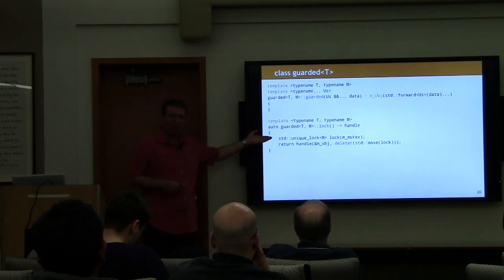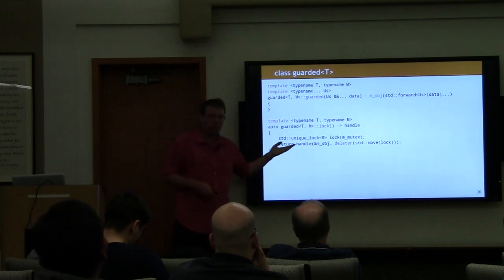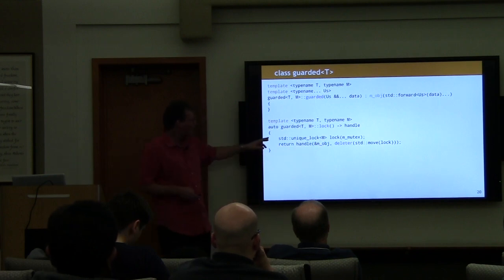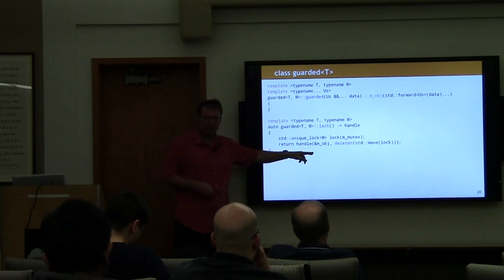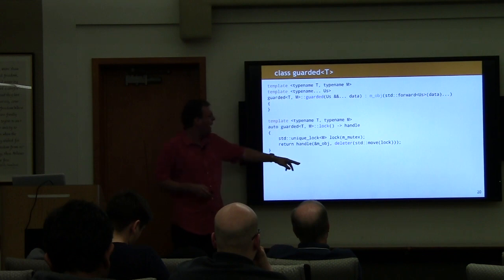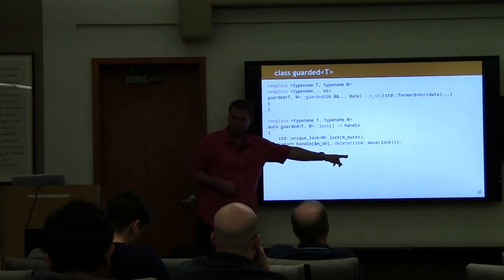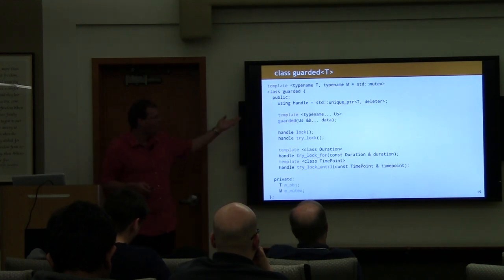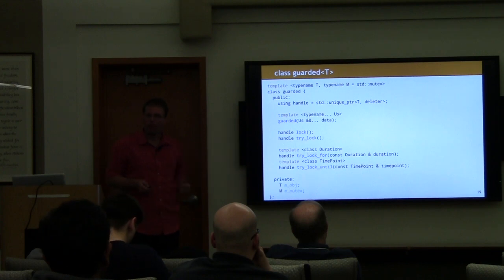So then, when we lock a guarded variable, what we do is, internally, we're using the standard unique lock class. We're acquiring a lock on the mutex. And then we're returning a new handle, the address of the object that we're protecting, and we're passing a custom deleter, and we're passing this unique lock to the deleter. So that we now have a unique pointer that when it goes out of scope, will unlock the object.